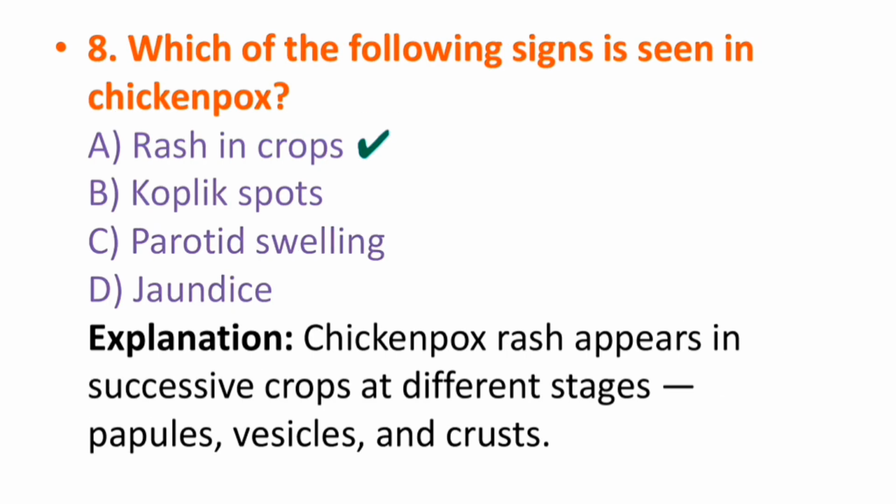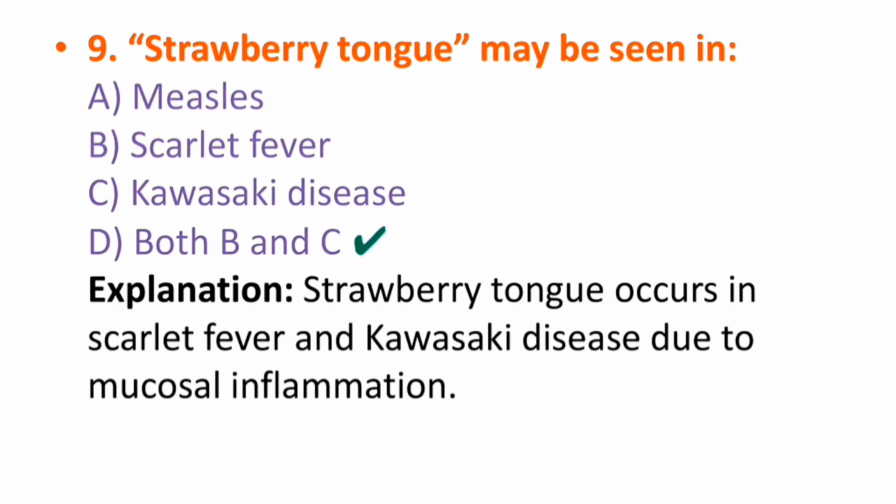Which of the following signs is seen in chickenpox? Option A rash in crops, option B Koplik spots, option C parotid swelling, option D jaundice. The correct answer is option A, rash in crops. The chickenpox rash appears in successive crops at different stages: papules, vesicles, and crusts.